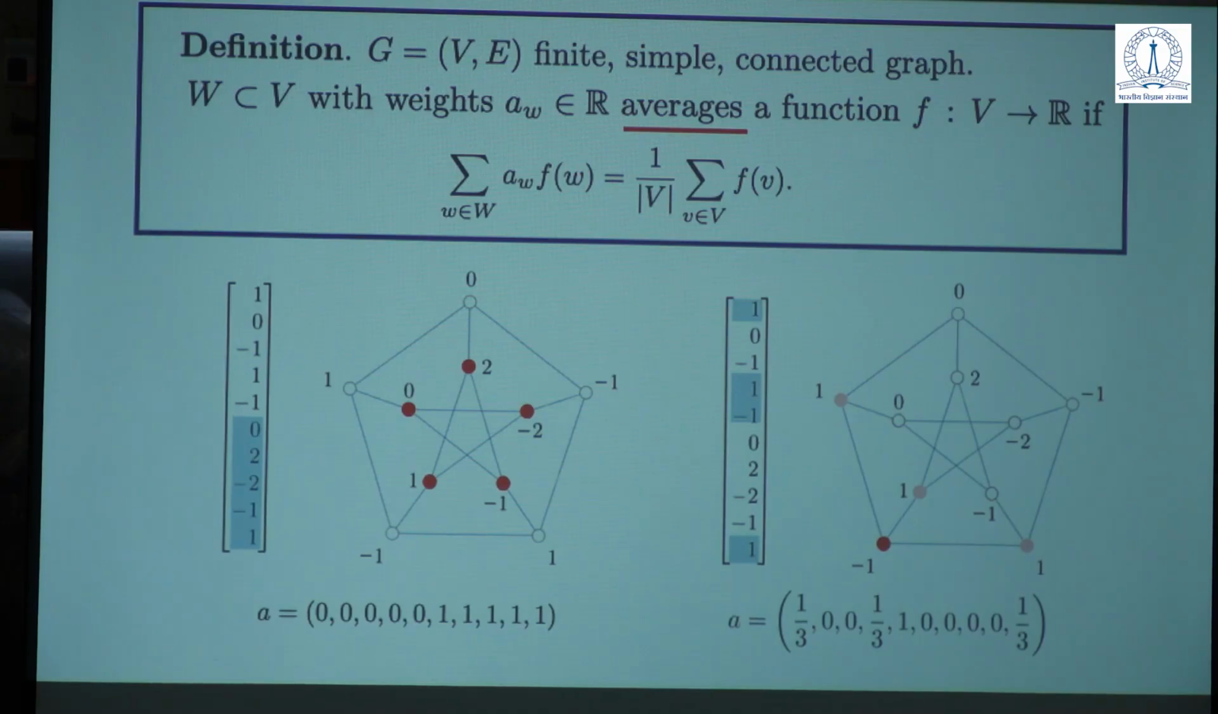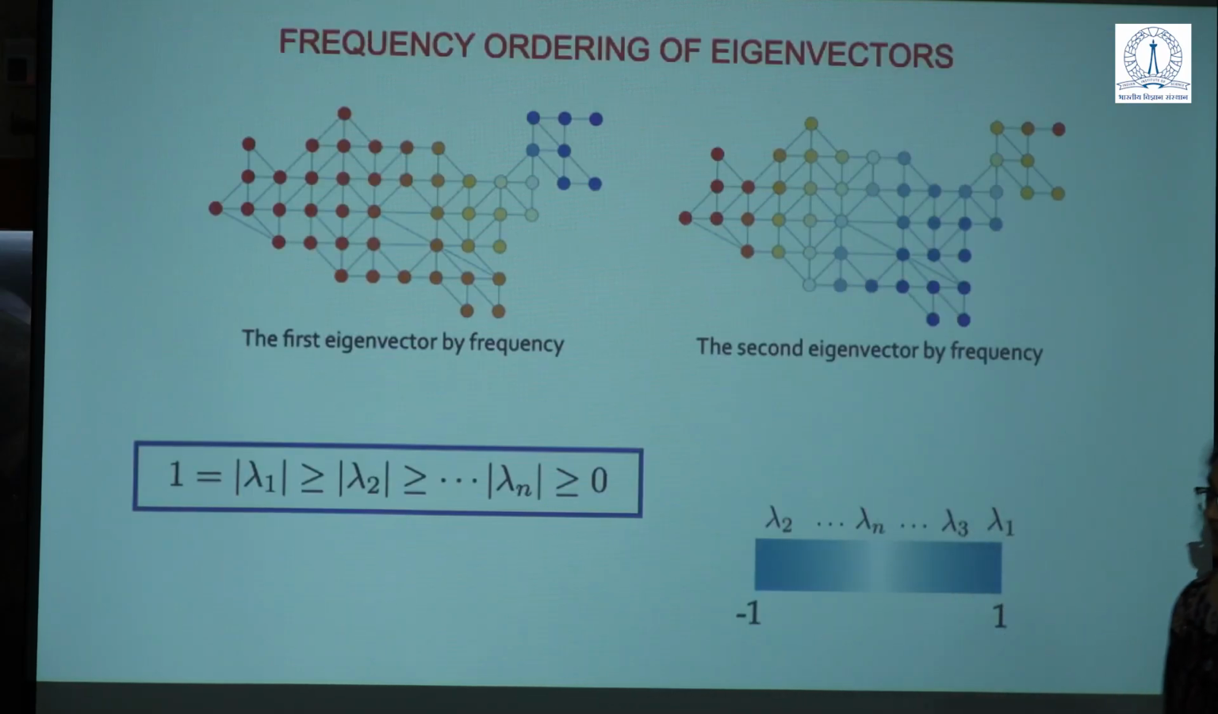Integer is even nicer. Uniform is the best. But uniform, we'll see, doesn't always work. So there may be no collection of vertices that are uniformly weighted that can average your function. But if you allow weights, you have more flexibility, you can do this. Got it? This is what it means to average. So instead of integrating, we're averaging. That's the difference.